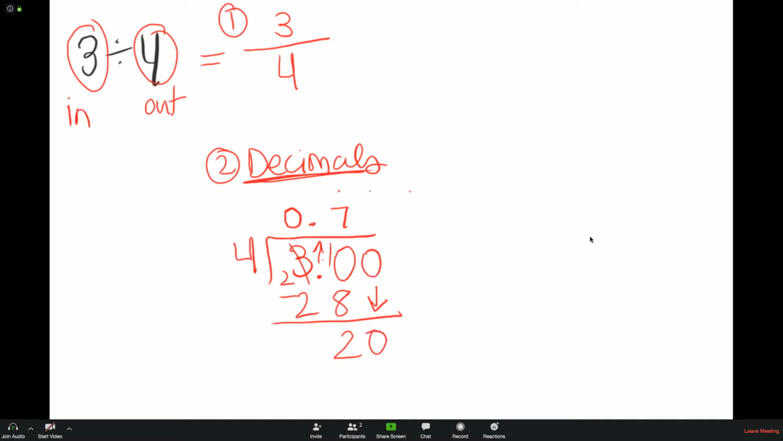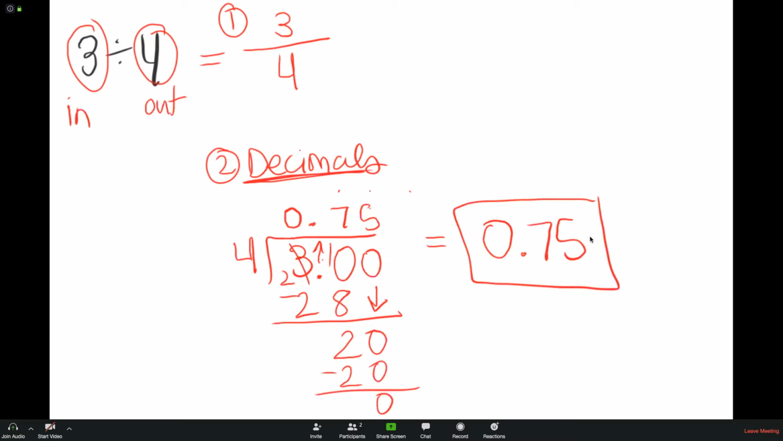And 4 goes into 20 5 times evenly, and our answer ends there. So in this case, if there's no more remainders, you can end your problem and your answer would just be 0.75. So your homework will ask you to find or represent this division problem as a fraction. We did that. And also as a decimal, we did that. So you will probably need 2 answers in your homework.